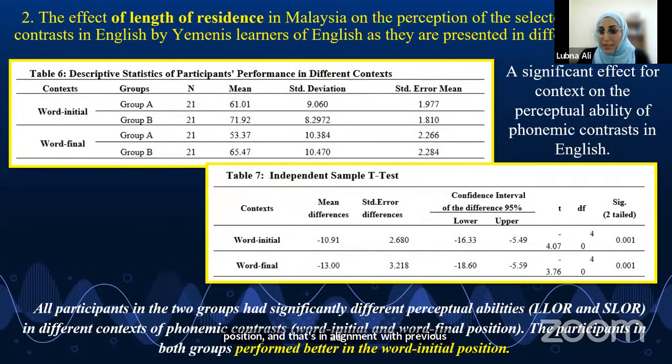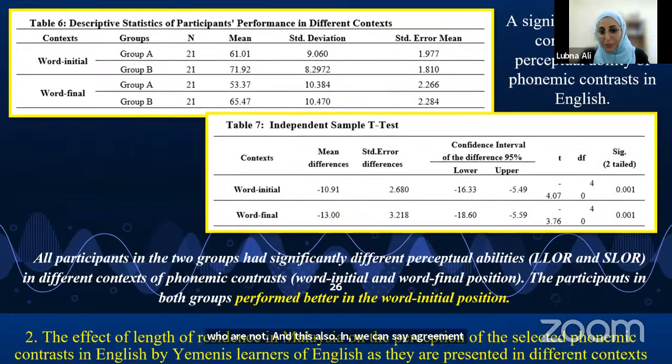Regarding the length of residence, it was also shown that length of residence in Malaysia makes a difference. Those students with a long length of residence in Malaysia have the ability to perceive the sounds that are absent in the Arabic language much better than those who do not. This is also in agreement with previous research.